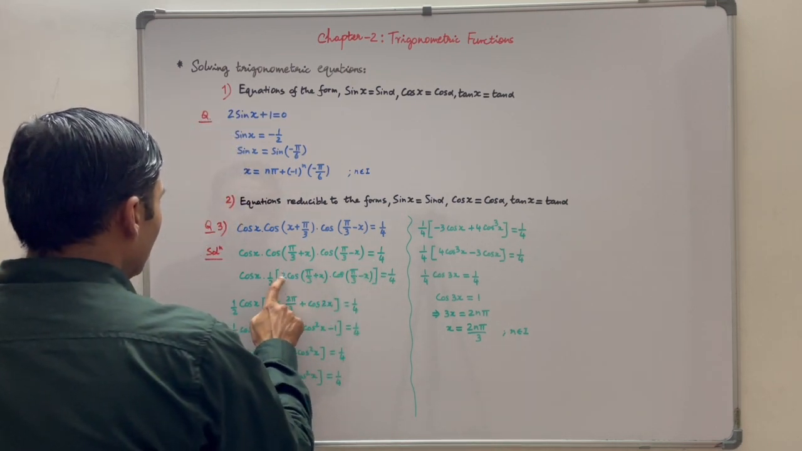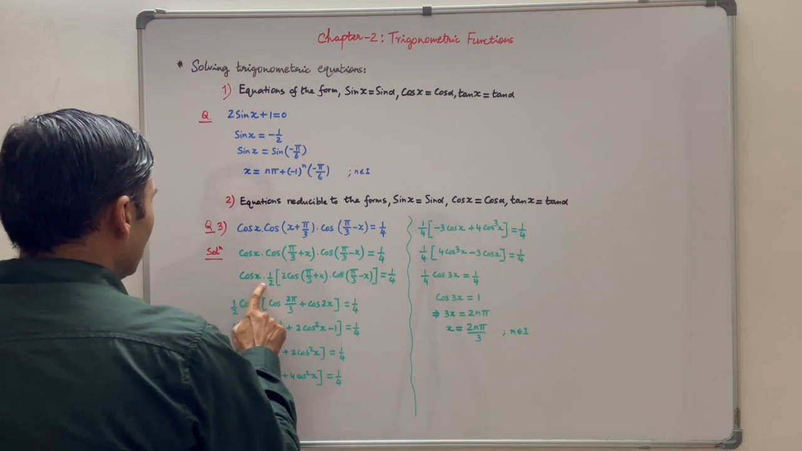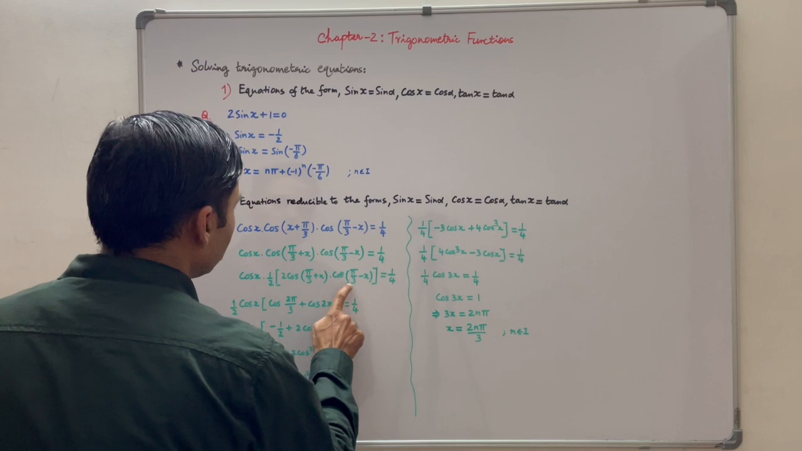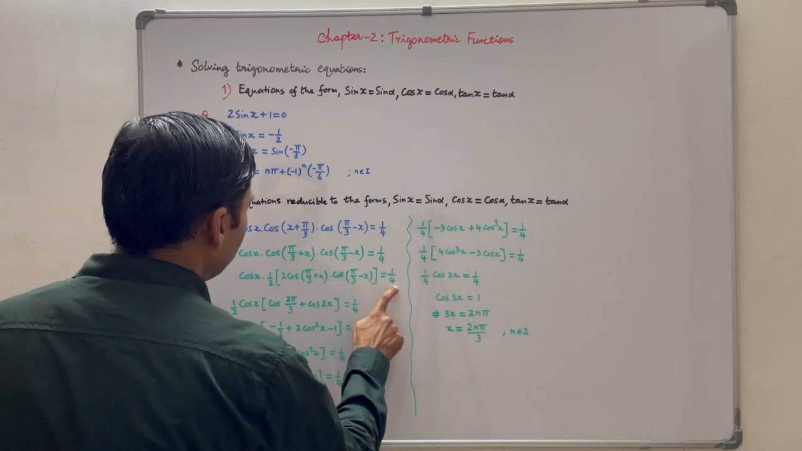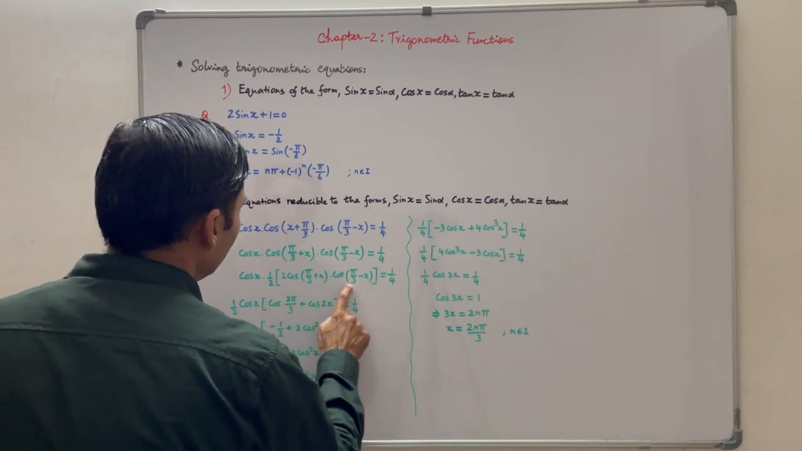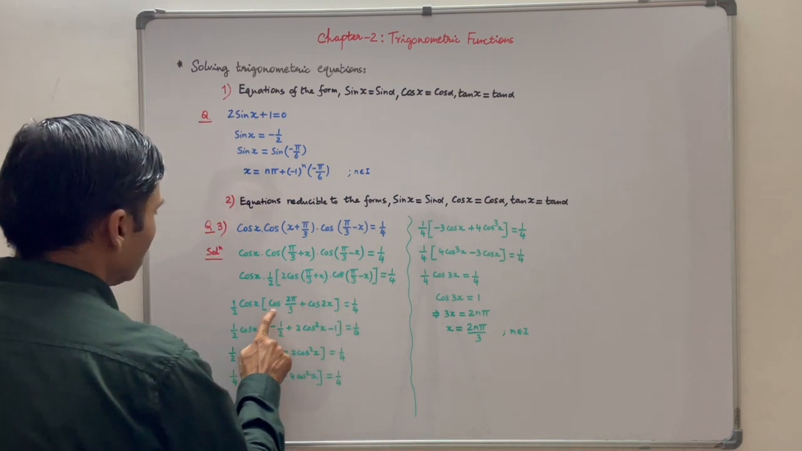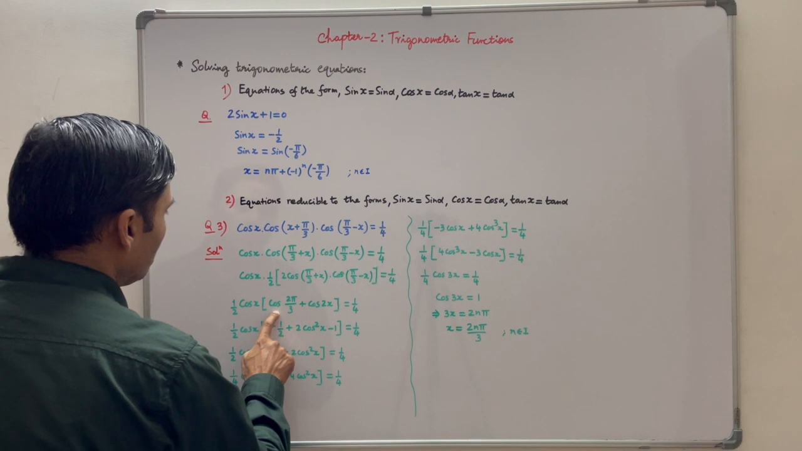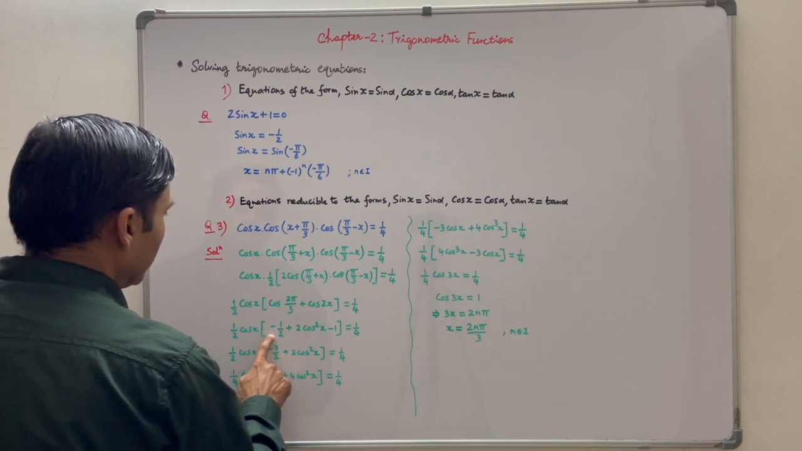Now multiply by 2 and divide by 2. Cos x into 1 by 2 into 2 cos(pi/3 + x) cos(pi/3 - x) is equal to 1 by 4. Now it is in the form 2 cos a cos b, which is equal to cos(a + b) + cos(a - b). The value of cos 2 pi by 3 is equal to minus 1 by 2.